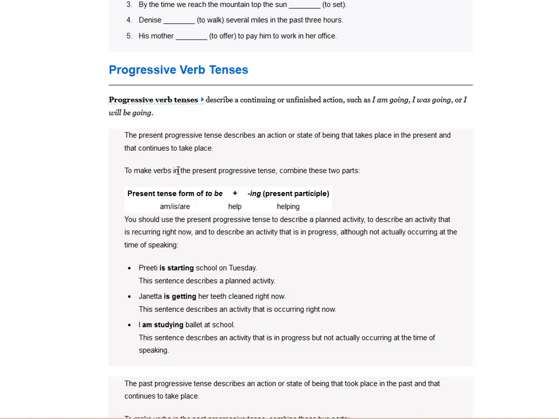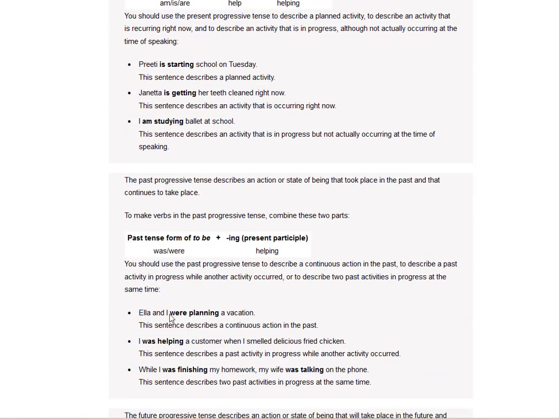So the present progressive tense is like I am going, I am speaking, he is doing. Peter is starting school on Tuesday. Janetta is getting her teeth cleaned. I am studying ballet at school. So it's something that's happening right now and continuing and continuing. It's not finished. And here, the past progressive describes an action or state of being that took place in the past and that continued to take place in the past.